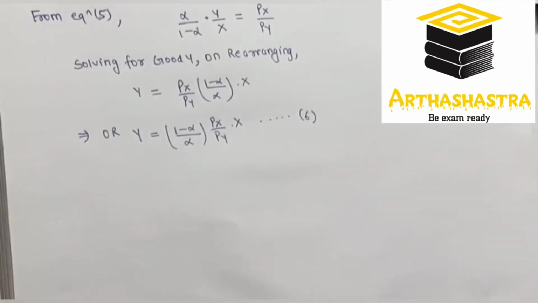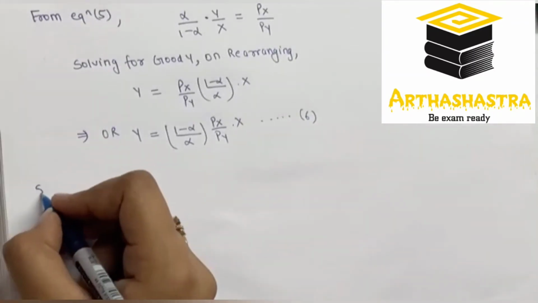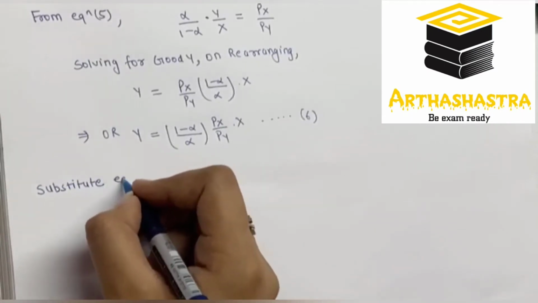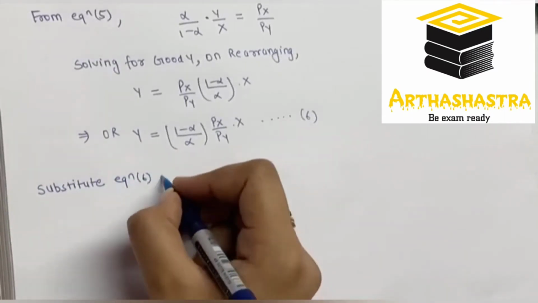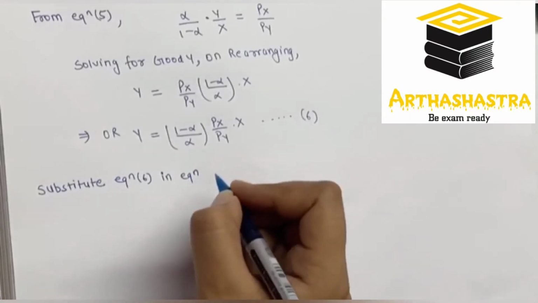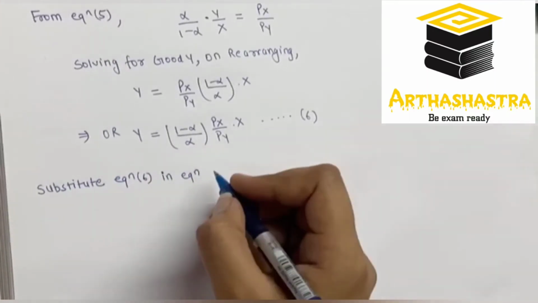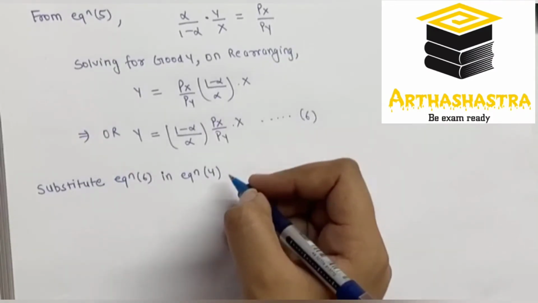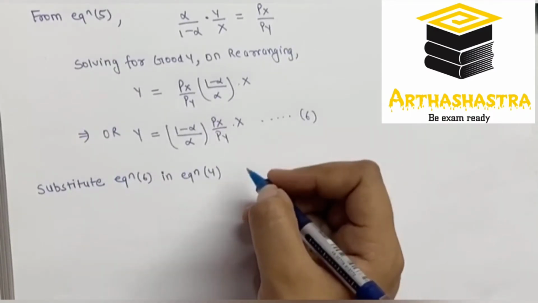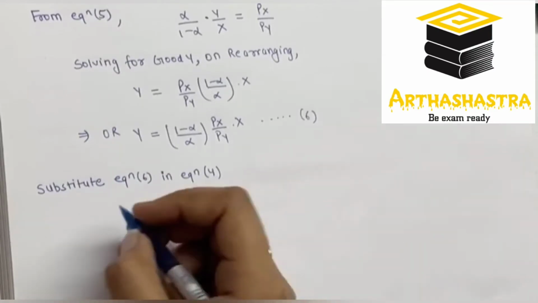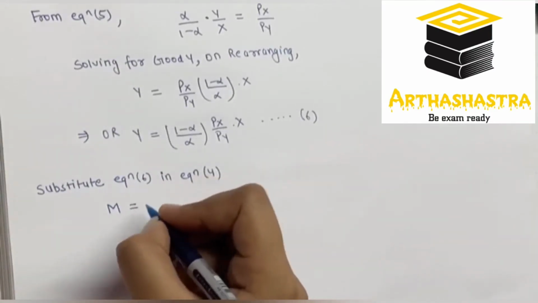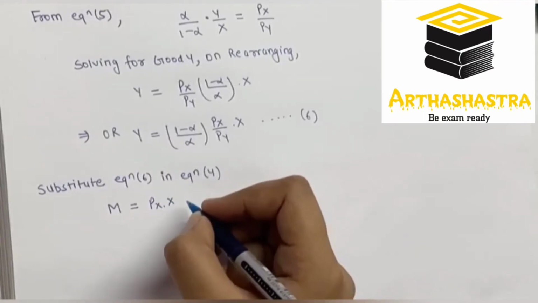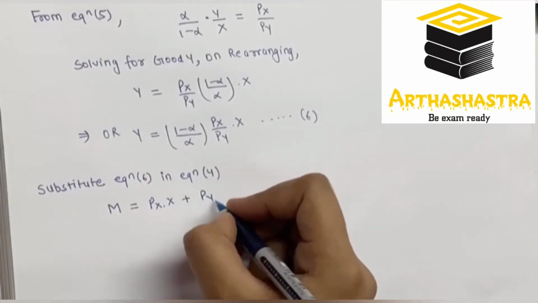Okay, now we are going to substitute equation 6 in equation 4 to solve exclusively for good x. So in equation 4 we have m as px times x plus py times y.